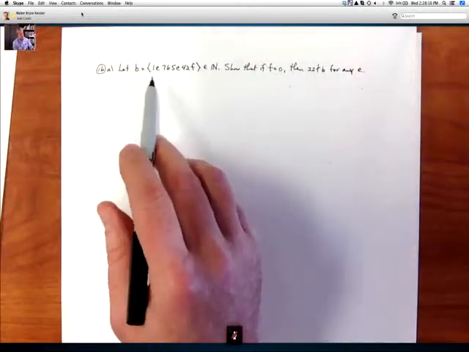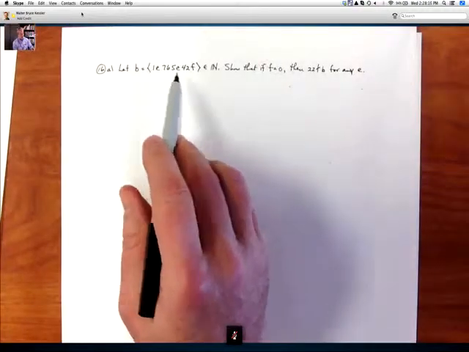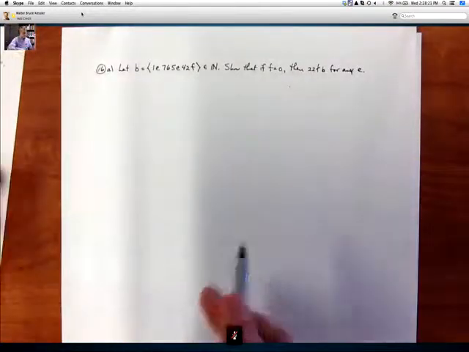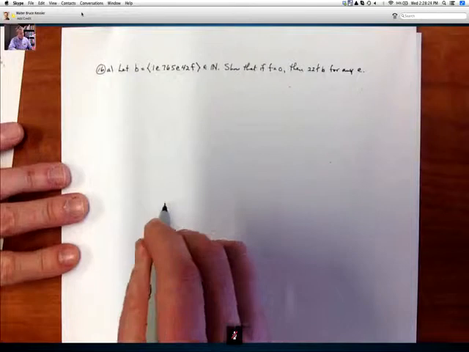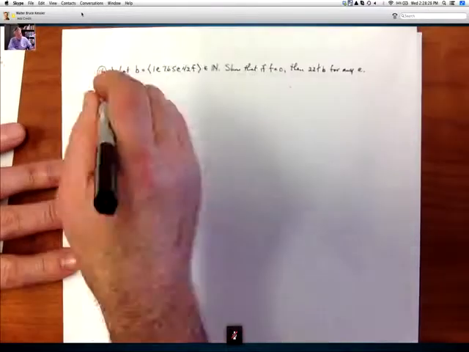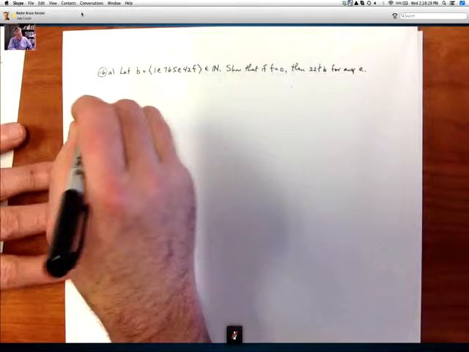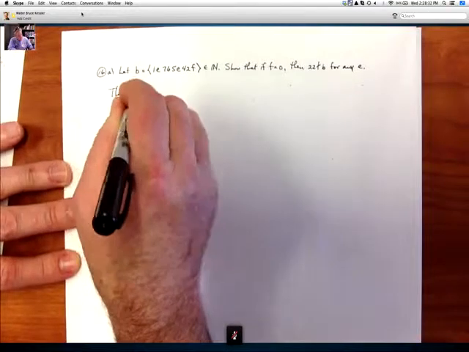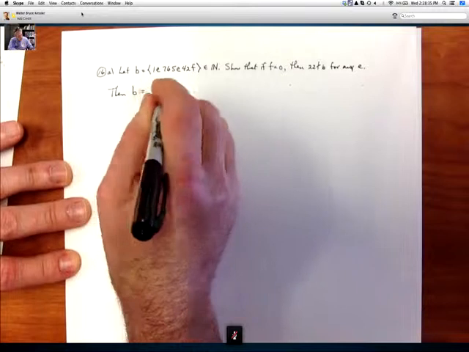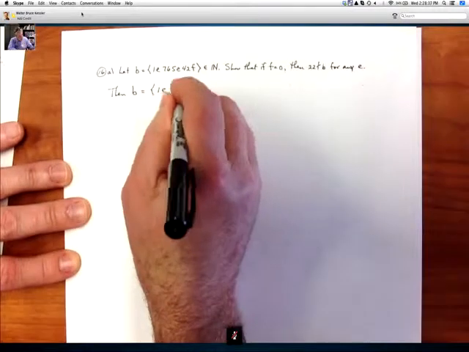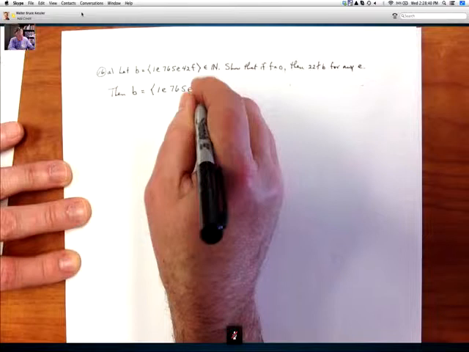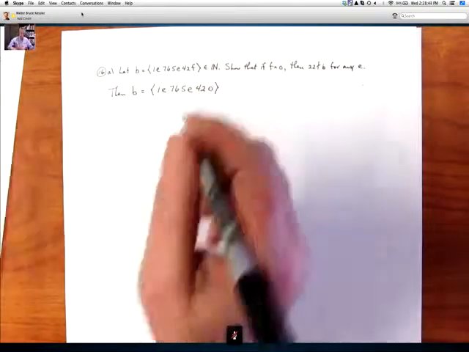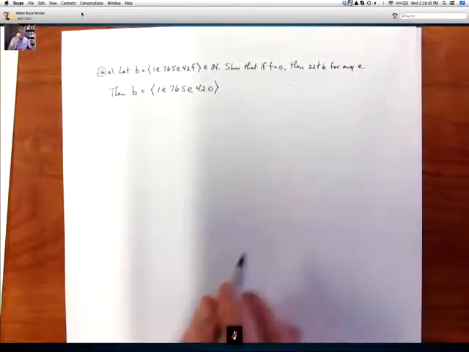Let B be the number represented by 1E765E4 to F, a natural number. Show that if F is 0, then 22 does not divide B for any E. Okay. So let's get F equals 0 in there. And B is 1E765E4 to 0.